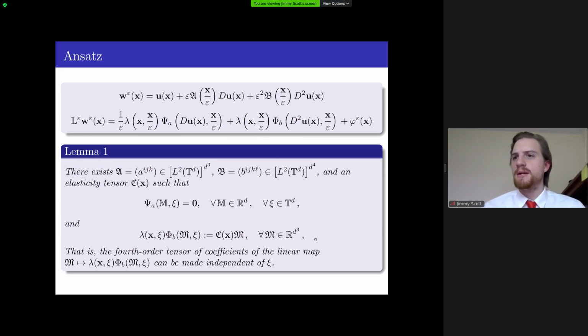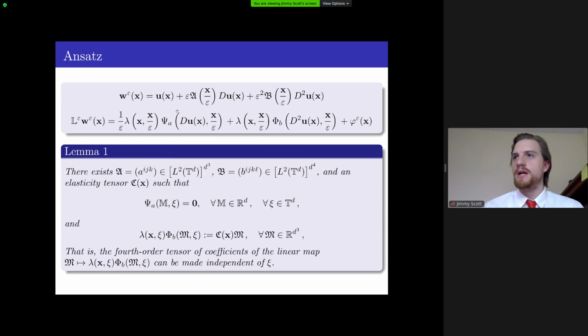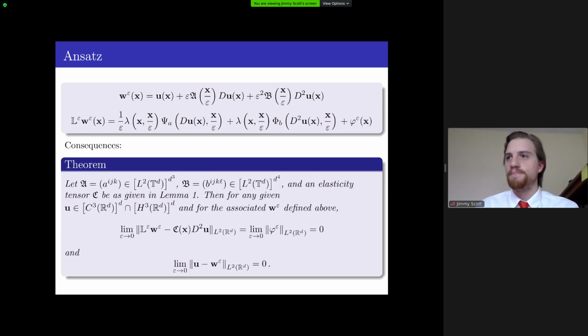And so here's the point: we want L epsilon W epsilon to have this form, so what we want is for this function here to be 0, and we want this function here to be the limiting operator. That gives us associated cell problems that turn out to be solvable so long as we have the proper conditions on rho.